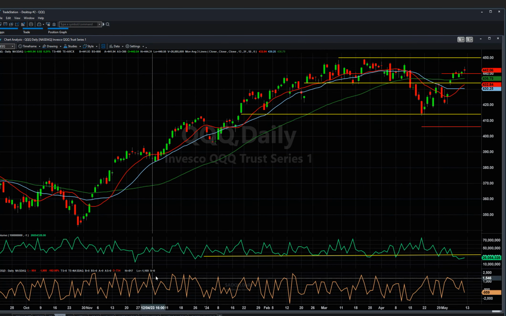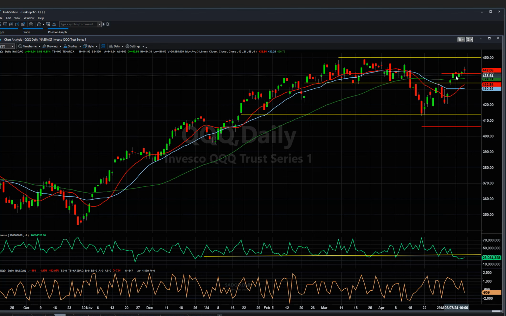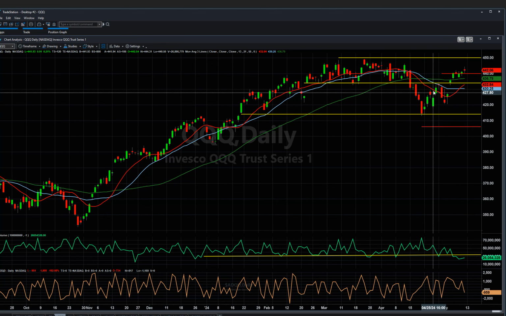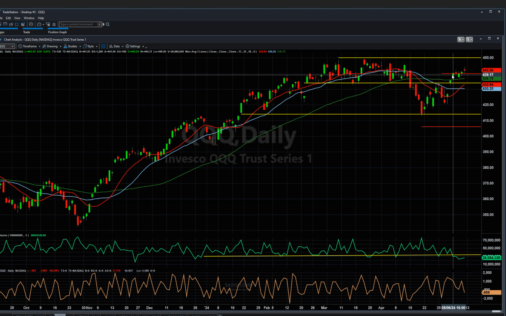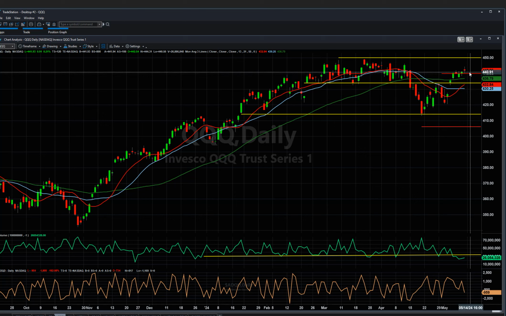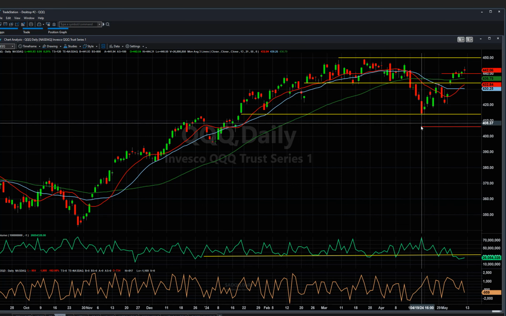Now, looking at the Qs, you can see we're basically doing the same thing. I projected that if this was a leg 1 and this was leg 2, then leg 3 would come in right around the 405, 406 area. If this was leg 1, leg 2, and leg 3 should have stopped right around the 440 area, and it's at 442. So the Qs are really within the area of equality, being leg 3 to leg 1.